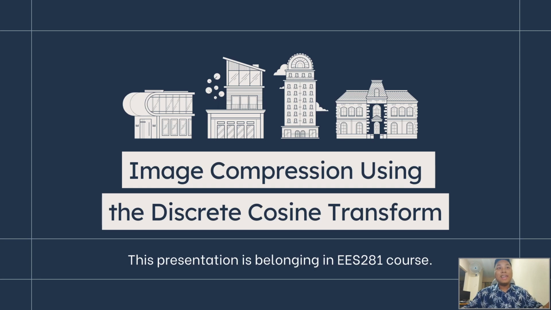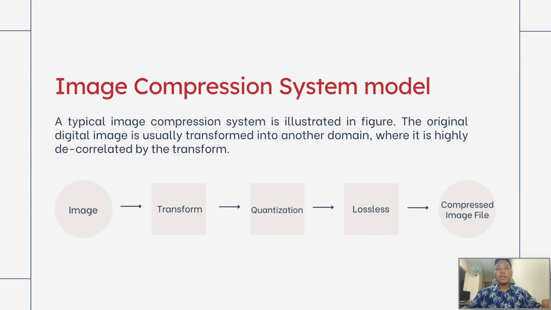Hello everyone. In this video, we are going to present image compression using the discrete cosine transform. A typical image compression system is illustrated. The original digital image is usually transformed into another domain where it is highly decorrelated by the transform.